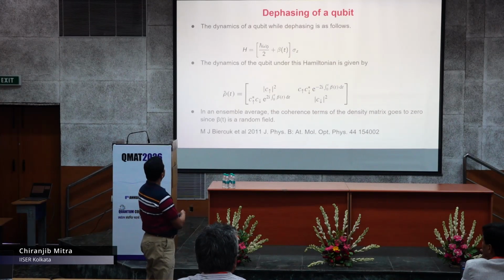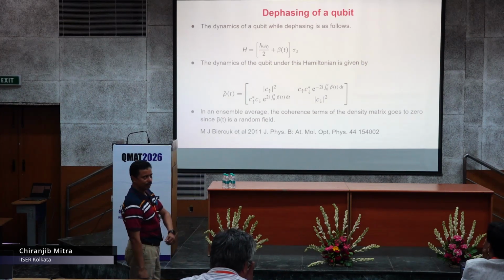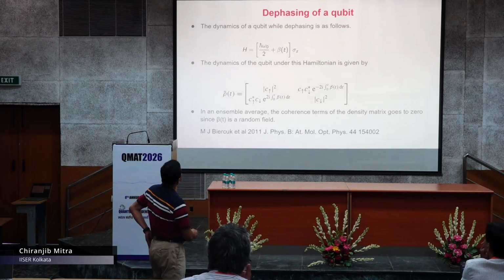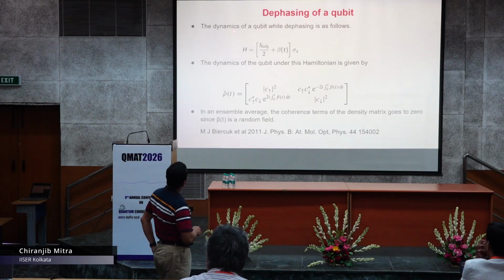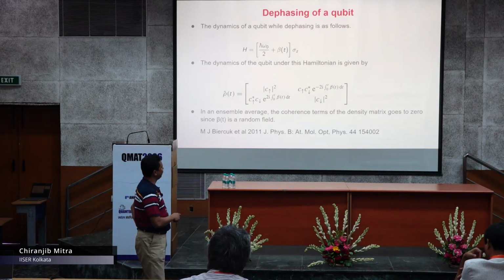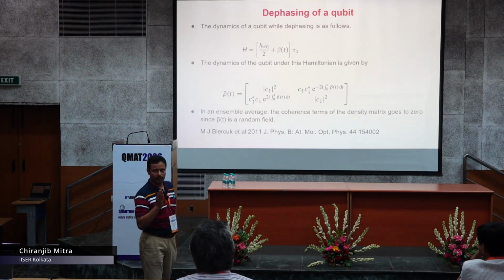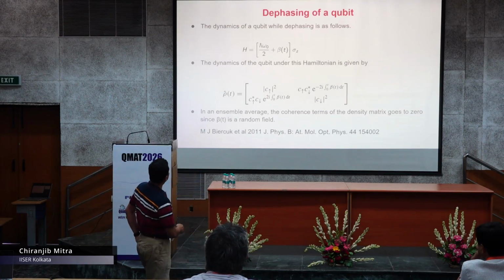So what is behind this? The maths or physics behind this is as follows. Let's say I have a Hamiltonian here. This is simple, the Zeeman term, and I add a beta t, which is basically a time dependent noise in the system, which I need to get rid of. So how do I do that?